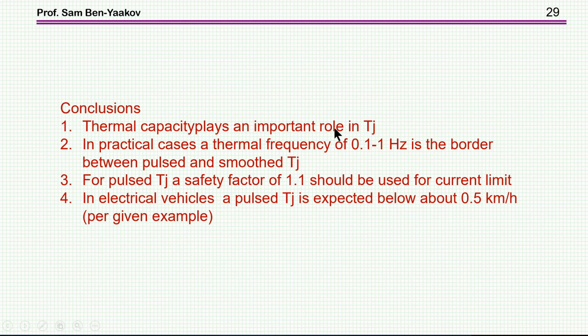Well, thermal capacity plays an important role in the junction temperature. In practical cases, I've found that thermal frequencies of 0.1 to say 1 hertz is sort of the borderline in practical high power systems. So in these cases, if you take a safety factor of say 1.1, you're okay. But if the frequency is below, in the case of a vehicle, 0.5 kilometers per hour or much lower than that, then you have to worry about the temperature of the junction, and knowing that just taking the RMS of the phase current as a measure of the power dissipation is incorrect.